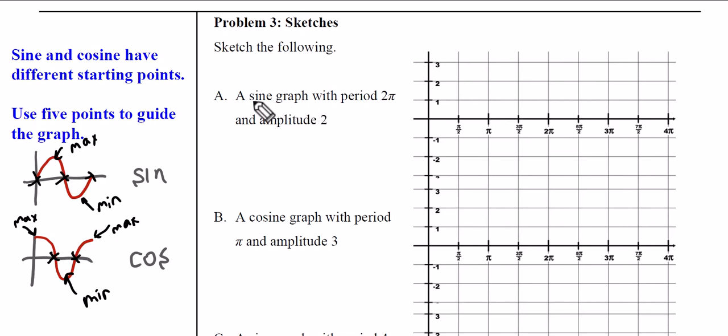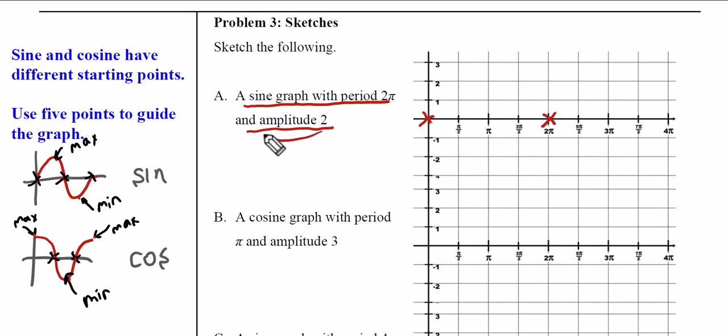So we're being asked to make a sine graph that's got a period of 2 pi and an amplitude of 2. Well, when we graph these, there's going to be 5 points. You'll know if it's sine, 1, 2, 3, 4, 5, or if it's cosine, there's 1, 2, 3, 4, 5. So let's have the 5. Let's start off with a sine, which is going to start at 0. So here's the first point. And the last point in this case is going to be at 2 pi.